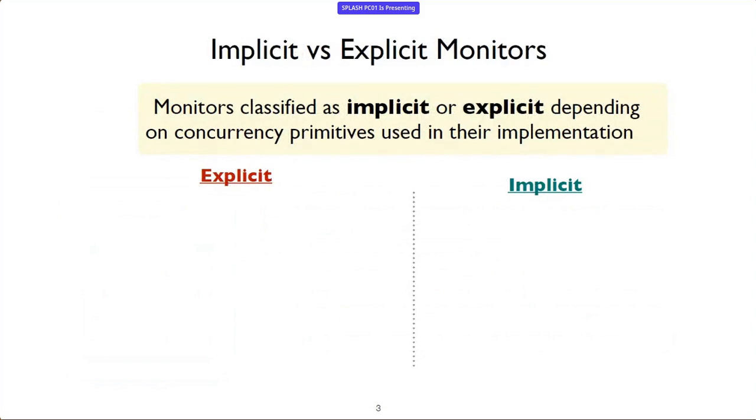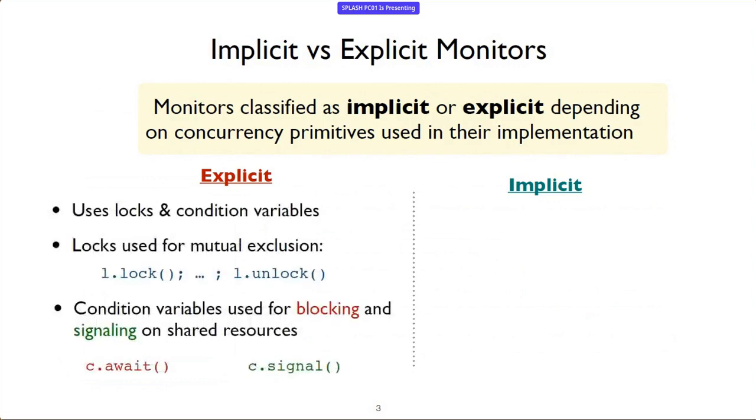Generally speaking, we can classify monitors as either implicit or explicit, depending on which concurrency primitives are used in their implementation. Among these two, explicit monitors are the more standard one. That's probably the one that you're familiar with. Specifically, an explicit monitor is implemented using the familiar concurrency primitives like locks and condition variables. Typically, you use locks to ensure mutual exclusion, and you use condition variables to block when some shared resource is not available, and to signal when some shared resource does become available.